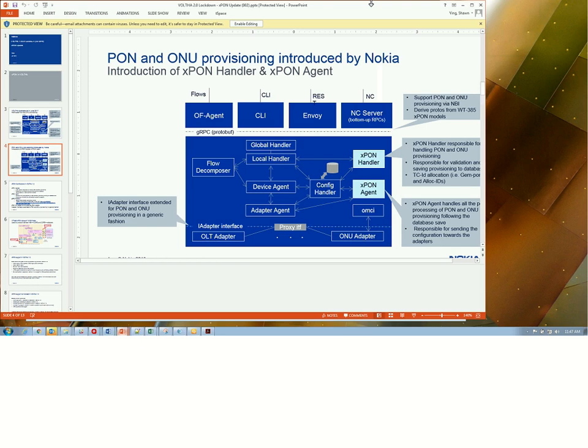But as I said, it should not preclude any specific data model in its design. It should be open to include other types of hardware, which is already happening, right?